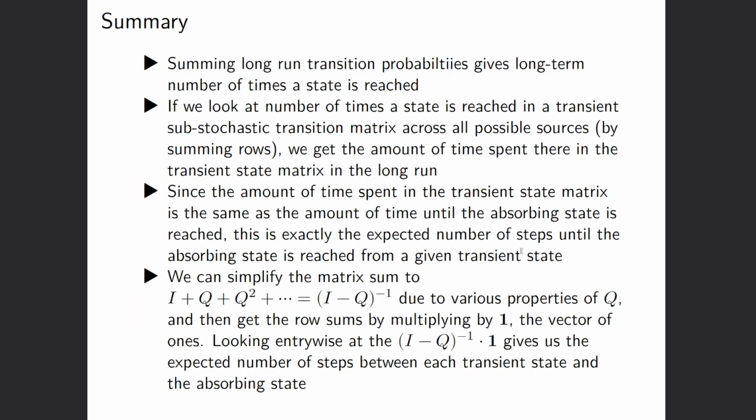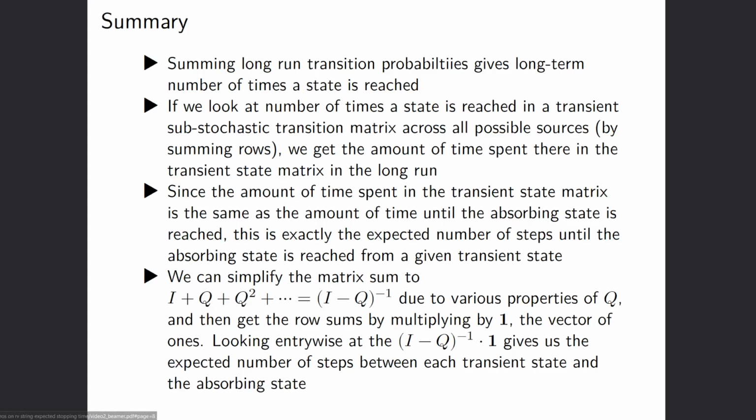So to summarize this a little bit. Summing these long-run transition probabilities gives us the long-term number of times that a state is reached. So in the long run, we'll reach a state that many times. If we look at the number of times a state is reached in a transient substochastic transition matrix, across all possible sources, by summing those rows by multiplying by the one vector, we'll get the amount of time spent there in the transient state matrix in the long run. And since the amount of time spent in the transient state matrix is the same as the amount of time until an absorbing state is reached, this is exactly the expected number of steps until the absorbing state is reached from the transient state.